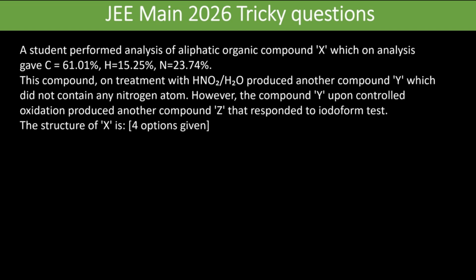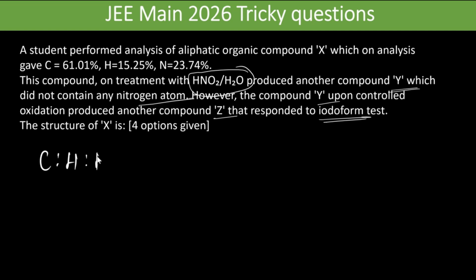A student performed analysis of aliphatic organic compound S, which on analysis gave carbon 61, hydrogen 15, nitrogen 23. This compound on treatment with HNO2 and H2O produced another compound Y, which did not contain any nitrogen atom. However, Y upon controlled oxidation produced another compound which responds to the iodoform test. Okay, so first what we have to do is, this is the percentage, right? So from there let's find out the empirical formula.